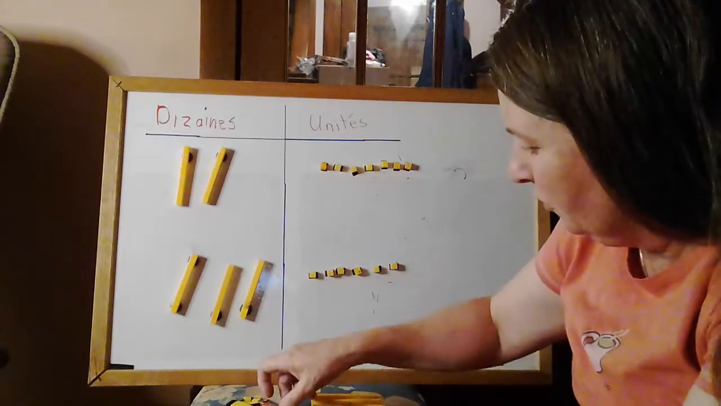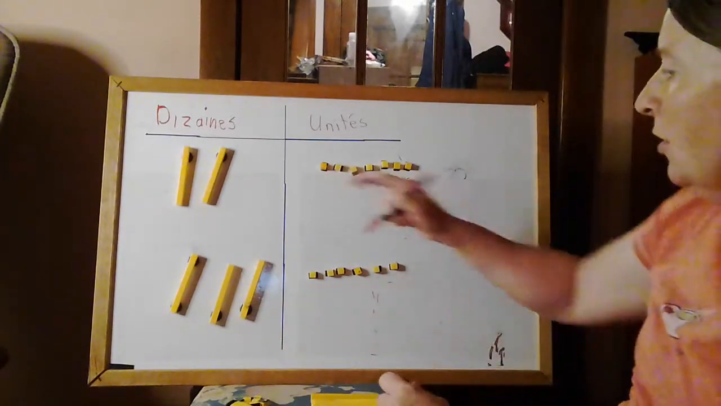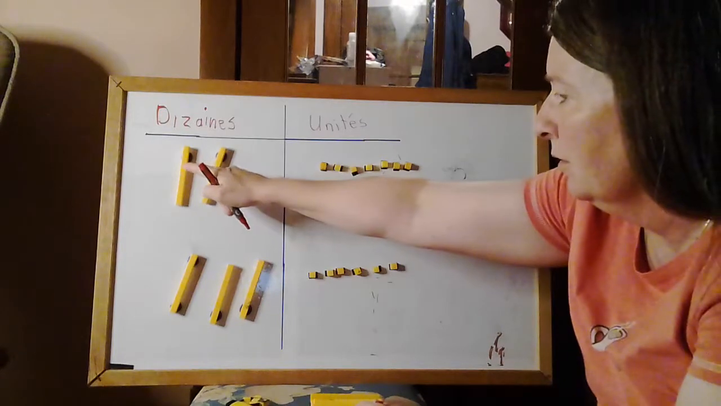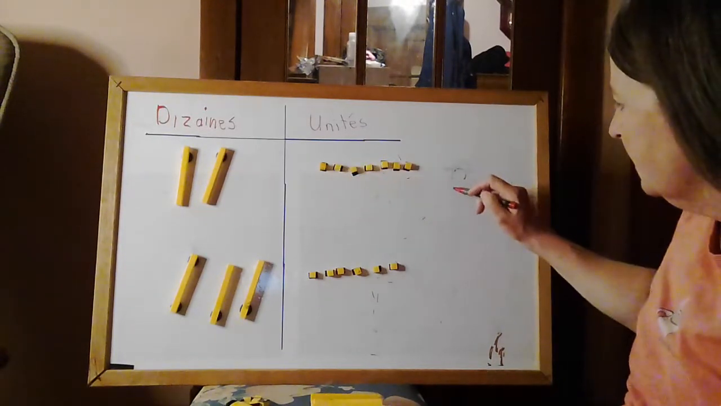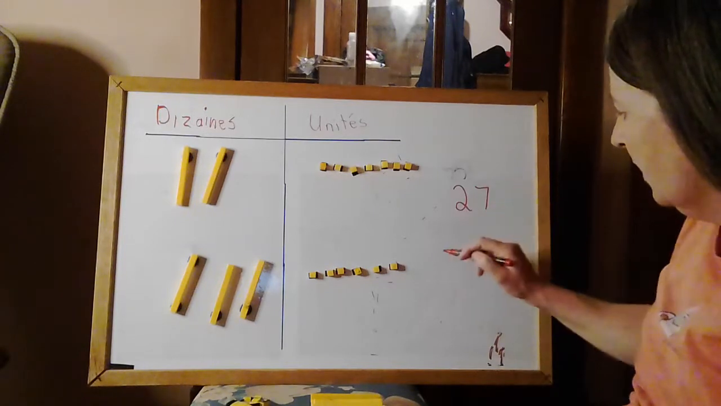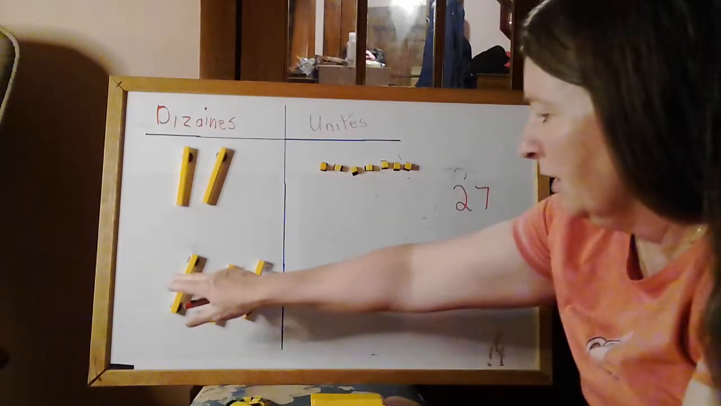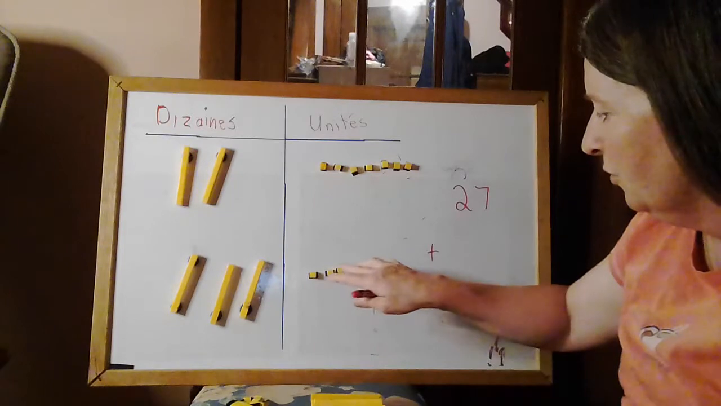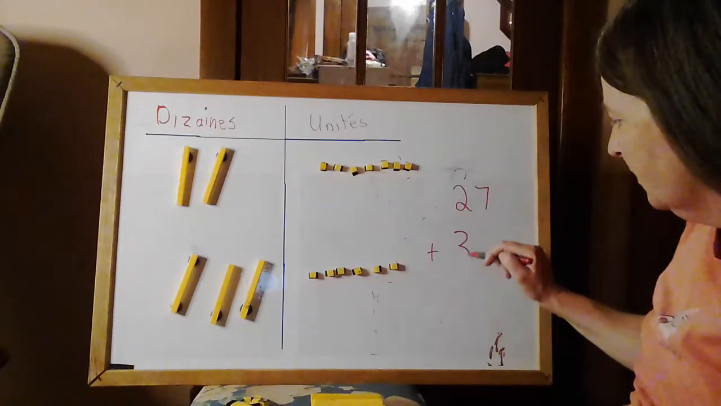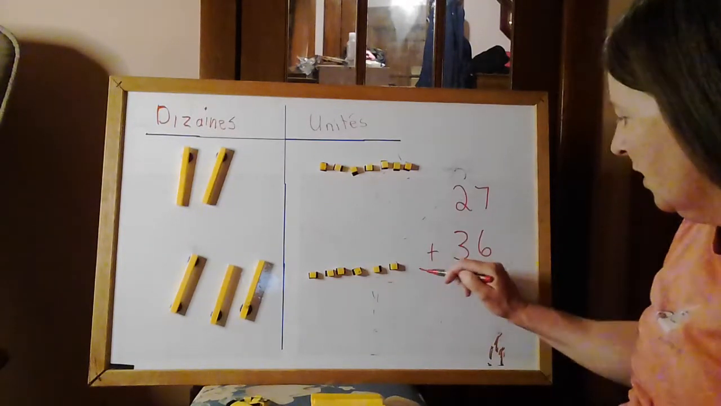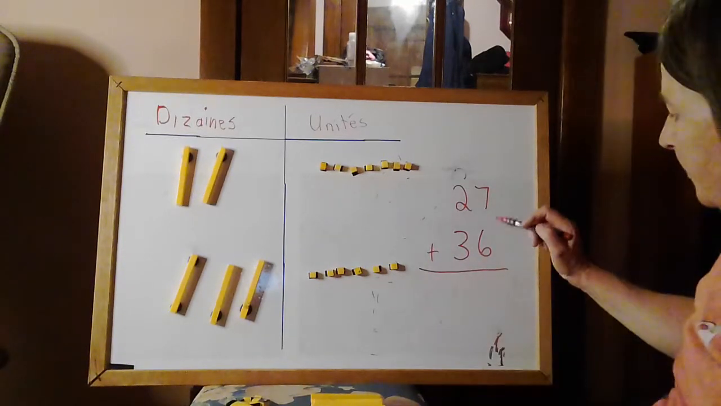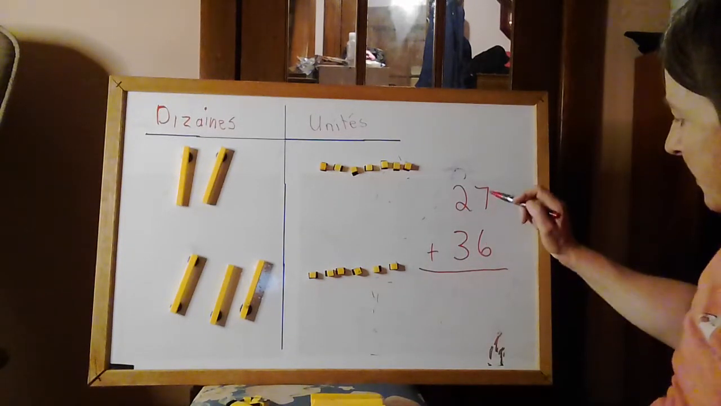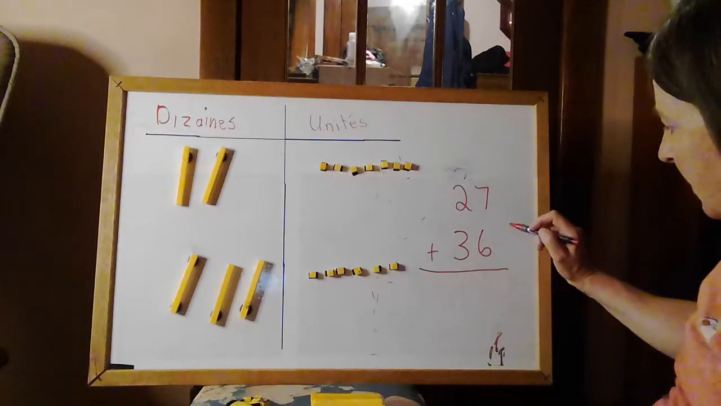Okay, and we have our two numbers to add together. Let's say we're adding 10, 20, 30, 32, 34, 36. As always, we started with our ones. 7 and 6 was 13.